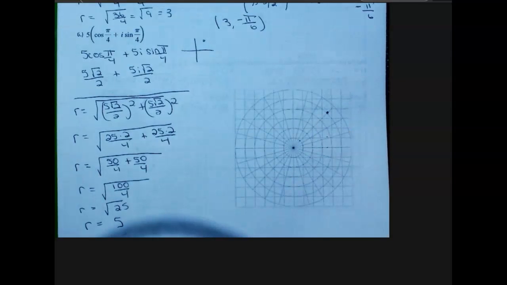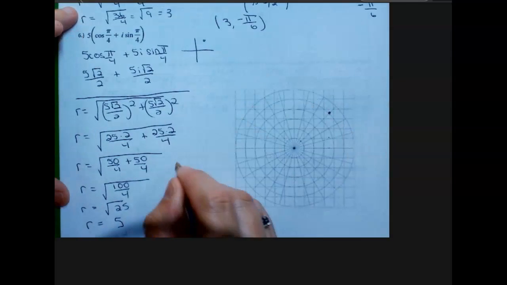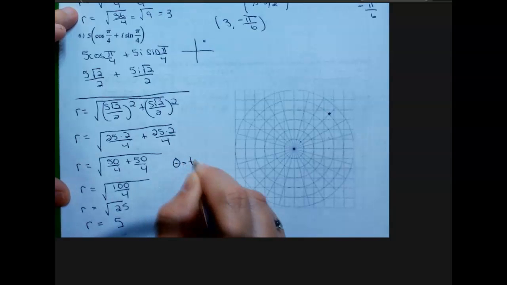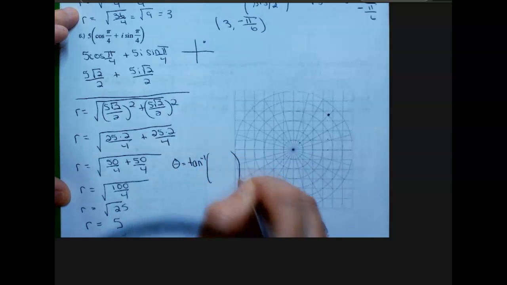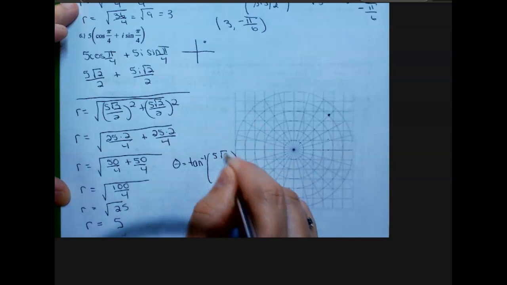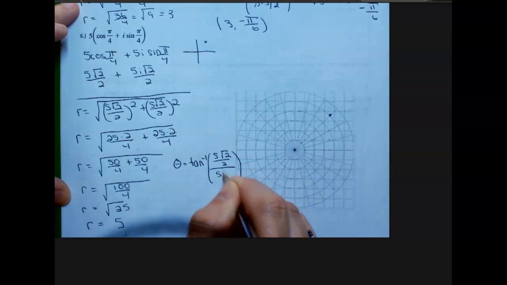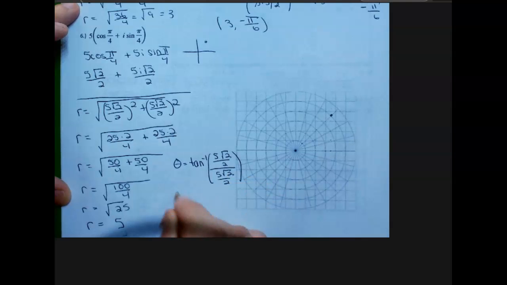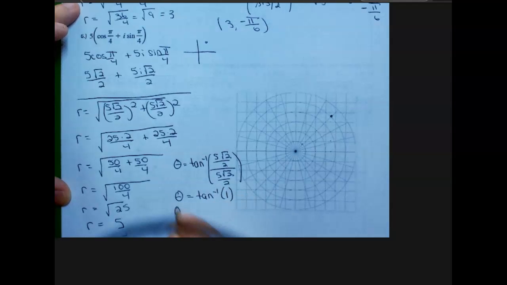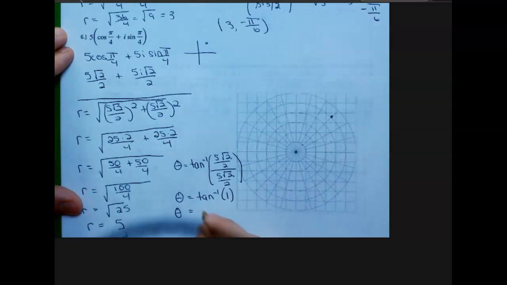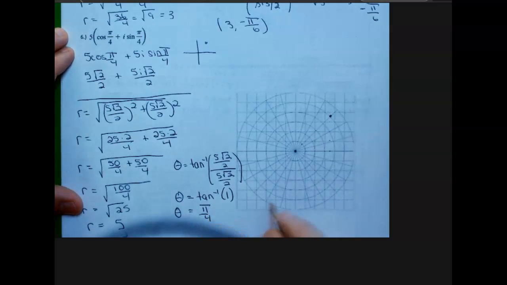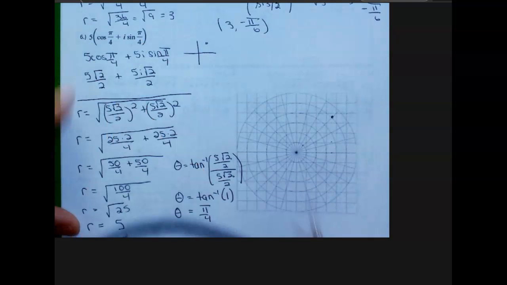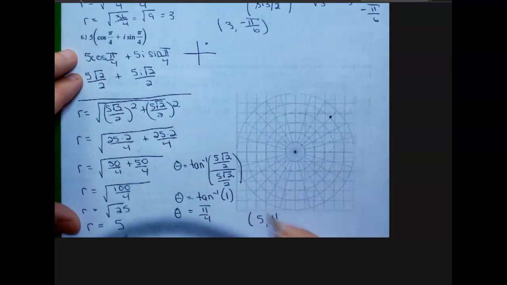The second thing we need is the angle. So again, let's squeeze it in here. Theta is equal to inverse tan. And we've got both of these are the same. 5 radical 2 over 2 divided by 5 radical 2 over 2. That eventually gives us inverse tan of 1. So we're looking for when is the tangent equal to 1. That is 45 degrees or pi over 4. So again, this number in polar form would be 5, pi over 4.